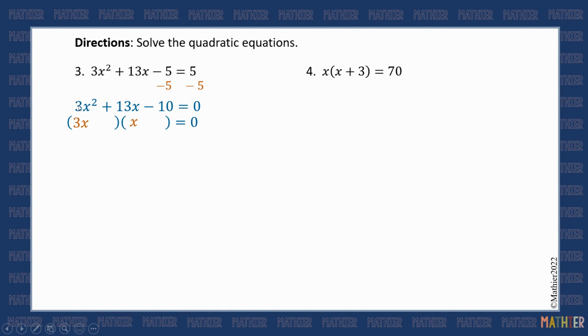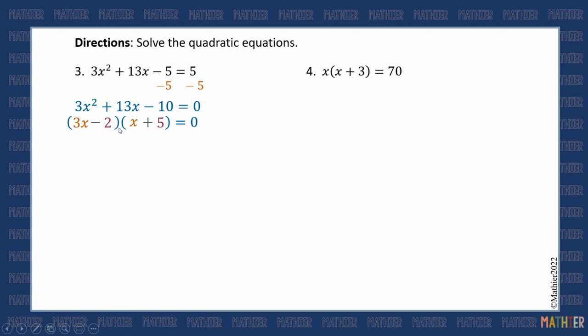So 3 is a prime number, so I'm going to break it up into 3x and x. And then I know the last numbers have to multiply together to be negative 10. And so I'm going to start with the factors of 10 that are closest together, which would be 2 and 5. Now I do have to check and make sure that my outside product plus my inside product gives me 13x. So our outside product here is 15x. The inside product is negative 2x, which would add to 13x. So I did guess correctly. So these are my factors.